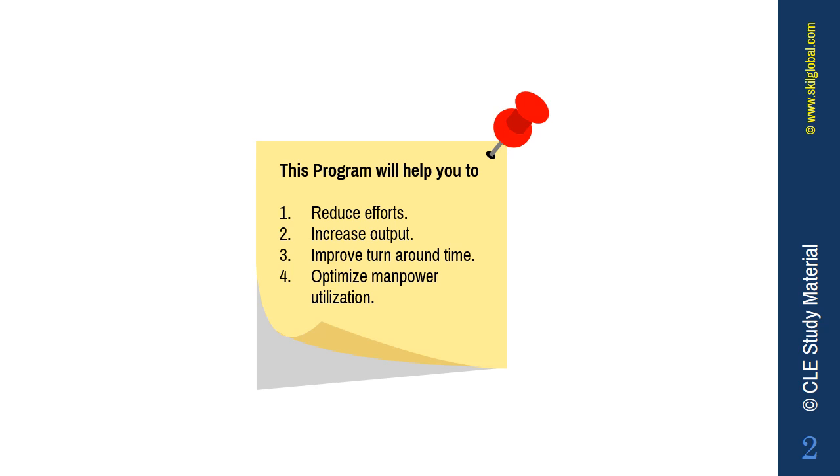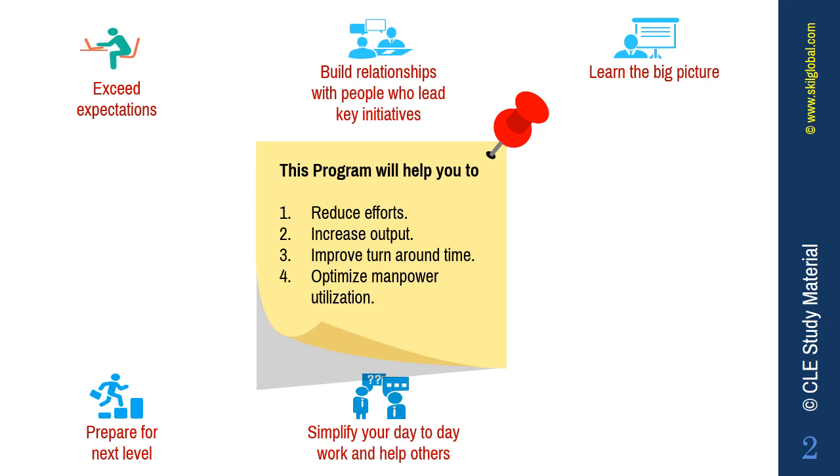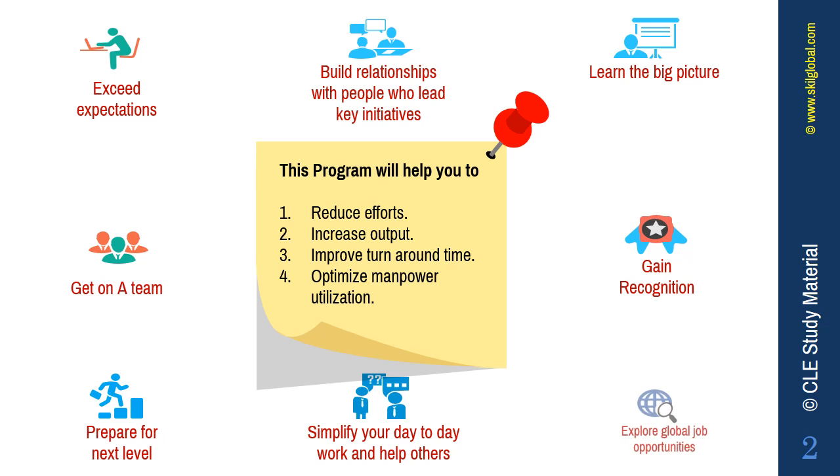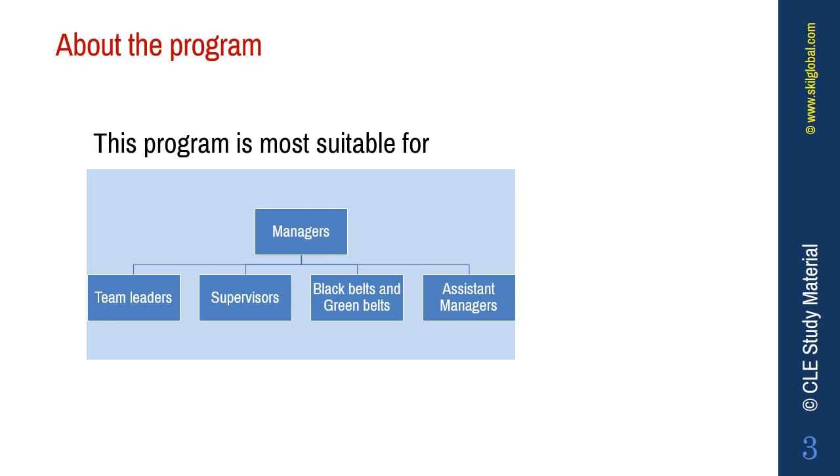If you are a working professional in this segment, it will help you to first, simplify your day-to-day activities, and help others. Prepare for the next level. Learn the big picture. Exceed expectations. Build relationships with people who lead key initiatives. Get on a team. Gain recognition. Explore global job opportunities. This program is most suitable for working professionals who are supervisors, team leaders, assistant managers, Lean Six Sigma black belts and green belts.